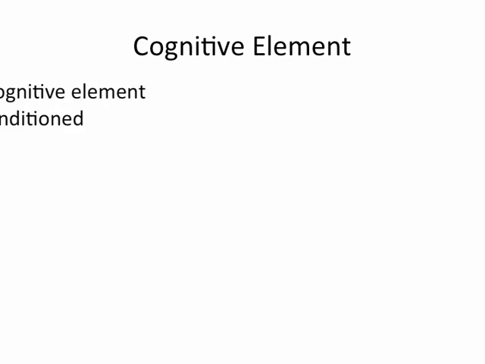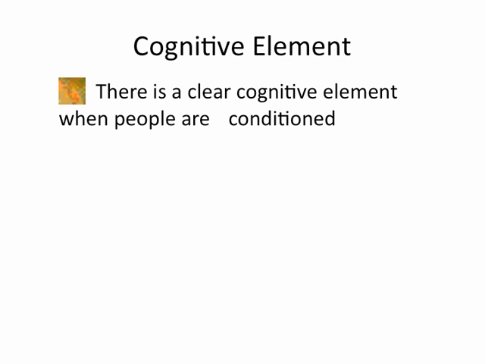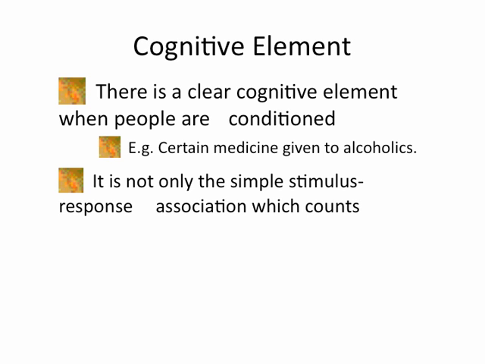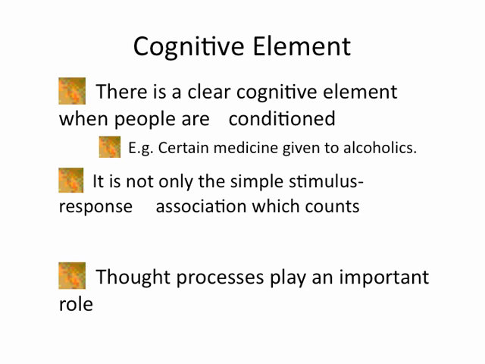So, the cognitive element. There is a clear cognitive element when people are conditioned. Take certain medicine given to alcoholics: it's not simply a stimulus-response association that counts. Classical conditioning is not as clear-cut with humans. That's when cognitive learning steps in. People have expectations, and when those are fulfilled, then things occur. The thought process plays an important part in the role.